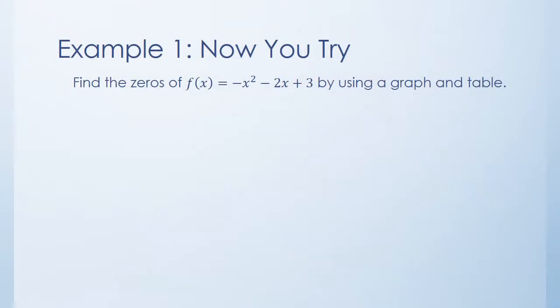So you try number 1, find the zeros using a graph and table. Same way we did it. If you go to graph it and you pick the points in your table and you don't get your 0 right away, graph what you have, get an idea where the zeros are so you can check and see if they're them.